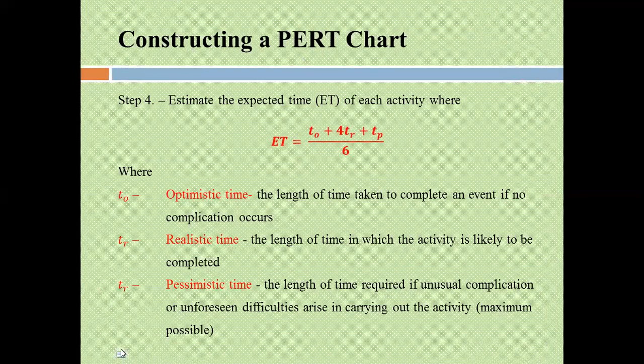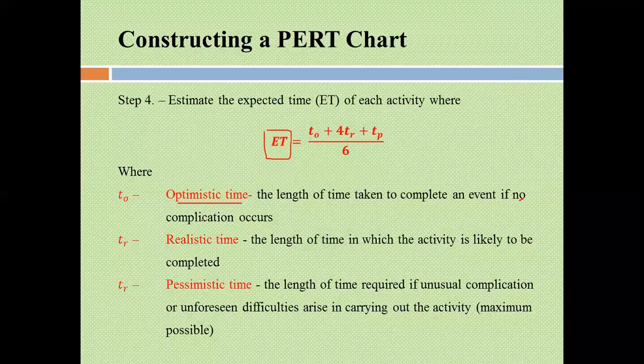Now, there are 3 types of timings that we use to calculate what we call the expected time of completion of an activity. We use what we call TO, that is optimistic time. That is the length of time taken to complete an event if nothing happens, no complication at all. TR is the realistic time, the time in which we are likely to complete the event. And TP is the pessimistic time, that should any unforeseen difficulties arise, what is the maximum possible you can allow.